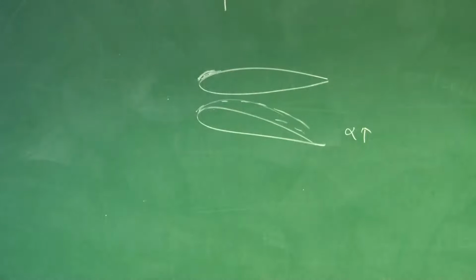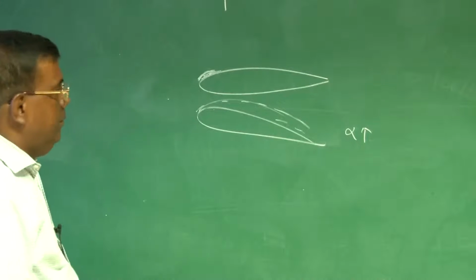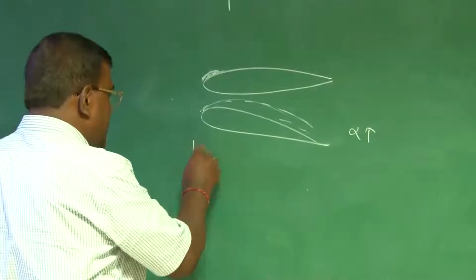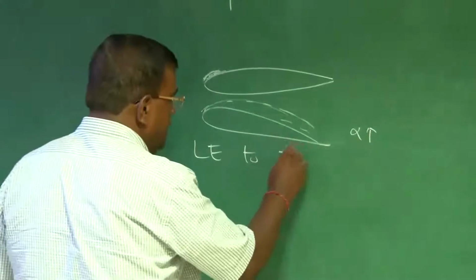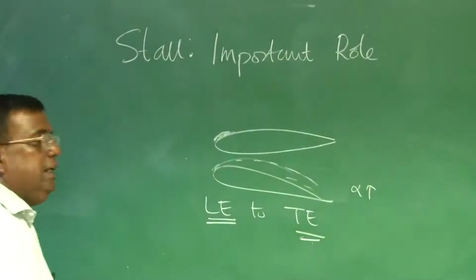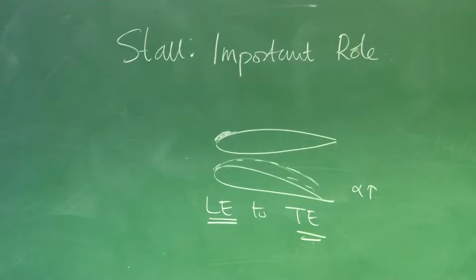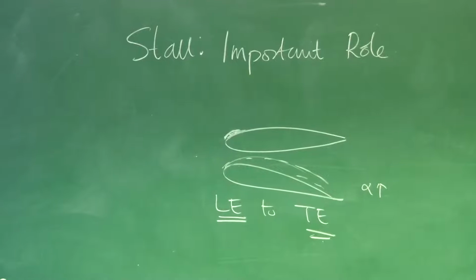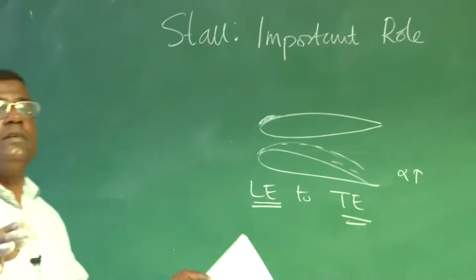Very abruptly the flow separates. But this happens from leading edge to trailing edge. This is important. The flow separation starts from leading edge to trailing edge, unlike for a fat aerofoil, where it was from trailing edge to leading edge. So the lift loss was gradual.